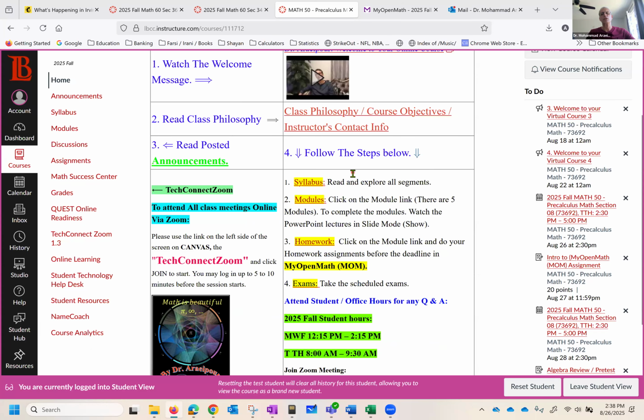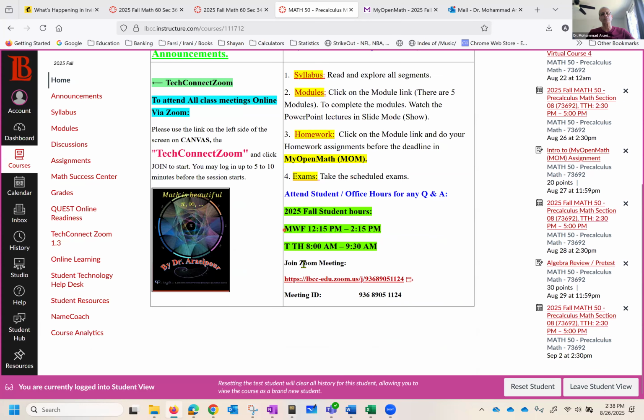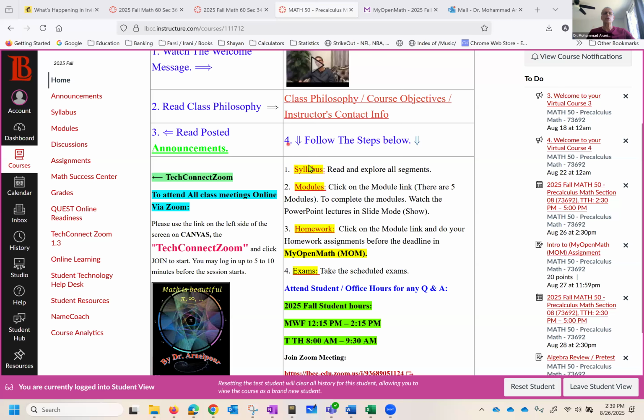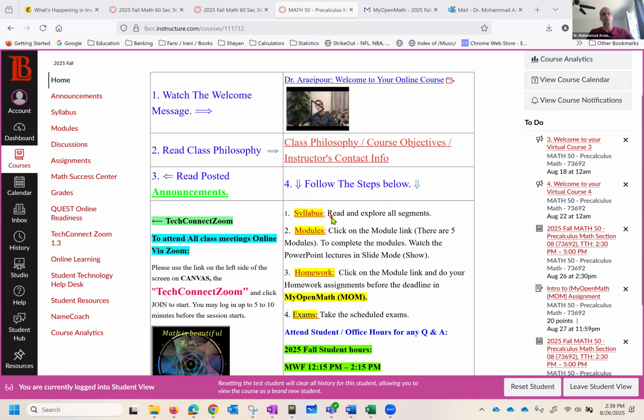Number four. And before we look at number four, I want to go to the bottom of the page and remind you that this is where you find the office hours. This is the Zoom meeting for the office hours. Whereas here, Tech Connect Zoom on the left navigation bar, that's where you come to attend the class. So you want to distinguish between the two. Then number four is about syllabus, modules, and let's start with the syllabus.